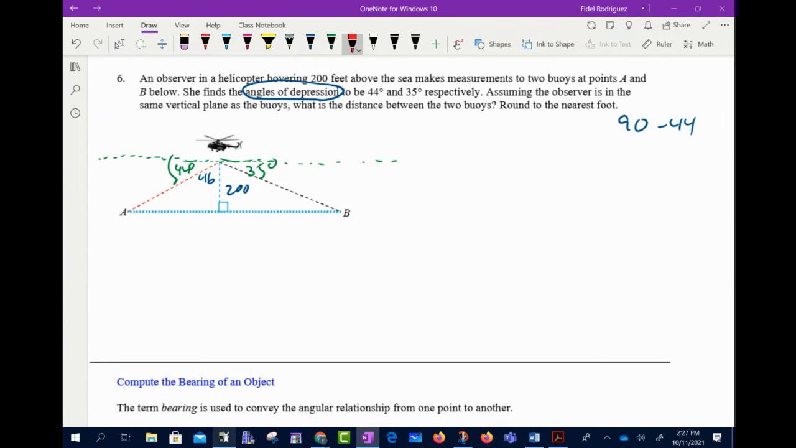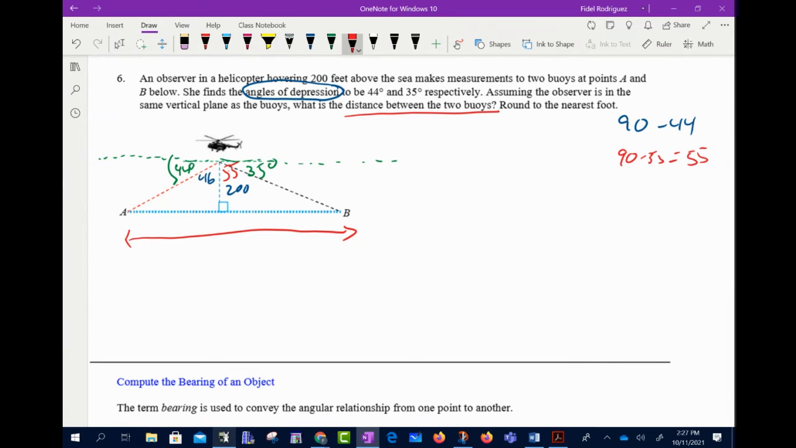Is there any way for us to find this angle right here? Wouldn't we go 90 minus 35? And wouldn't that be 55? Okay. So we know that this angle here is 55. Guys, remember what it is we're trying to find. The question is asking us to find the distance between the two buoys. So the question is actually asking us, can we find how far it is from there to there?